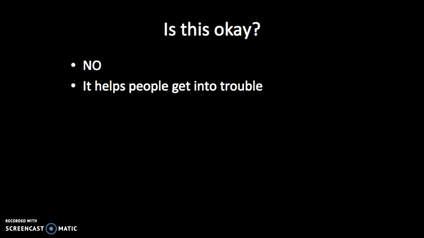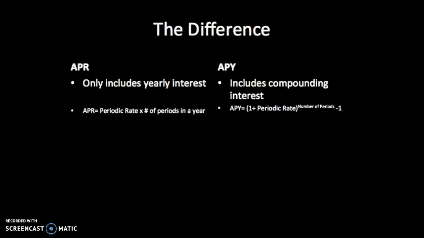So this concludes my presentation on the difference between APY and APR. The main point that you really want to get is that the APR only includes the yearly interest, so there's no compounding on top of it. It's not the exact percentage that you will be paying. The APY, which is the annual percentage yield, is going to be the really important number. That is the number that you're actually going to be paying back for sure.